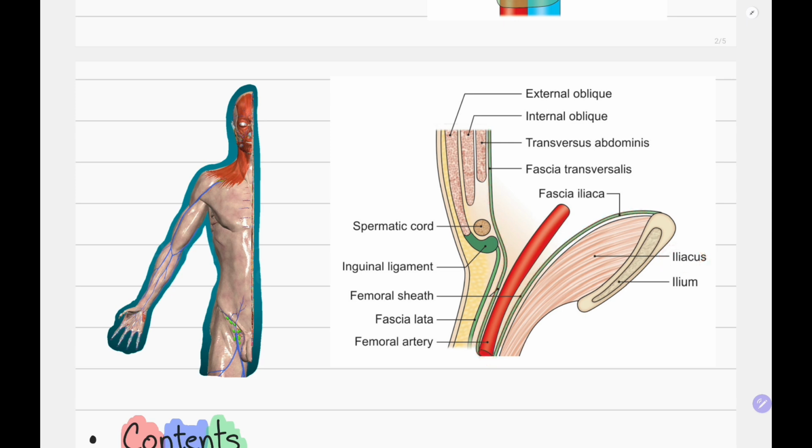The big story right here is that fascia iliaca forms the posterior wall of the femoral sheath, and fascia transversalis forms the anterior wall of the femoral sheath. They both merge inferiorly and form the femoral sheath.